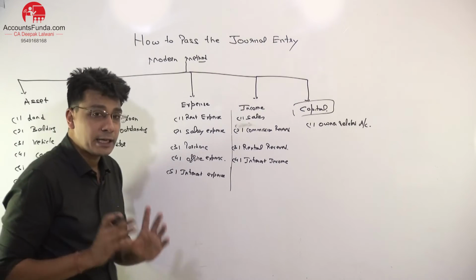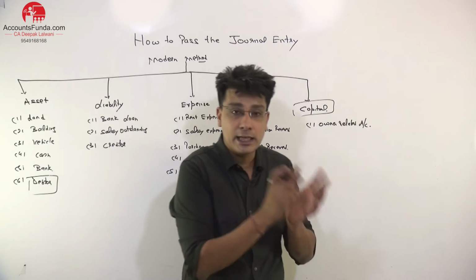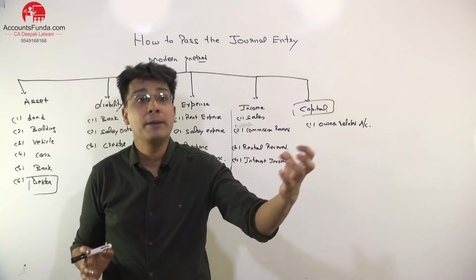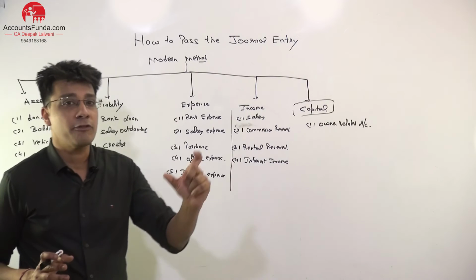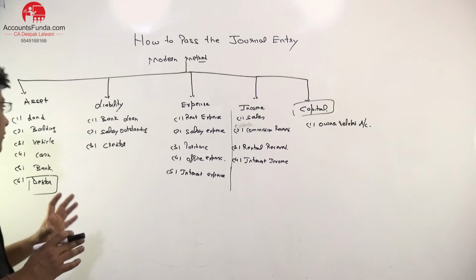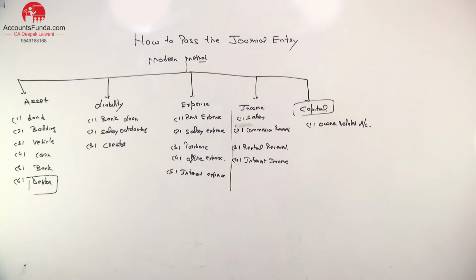So what is a debtor? When I sell the goods, and if I don't receive the money, then if the money will be receivable in the future, that amount will be called a debtor. Okay, so you understand the meaning of an asset. Now let's move to the liability part.